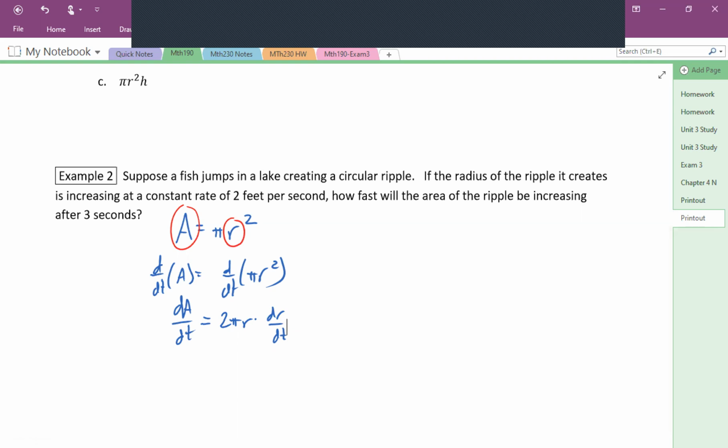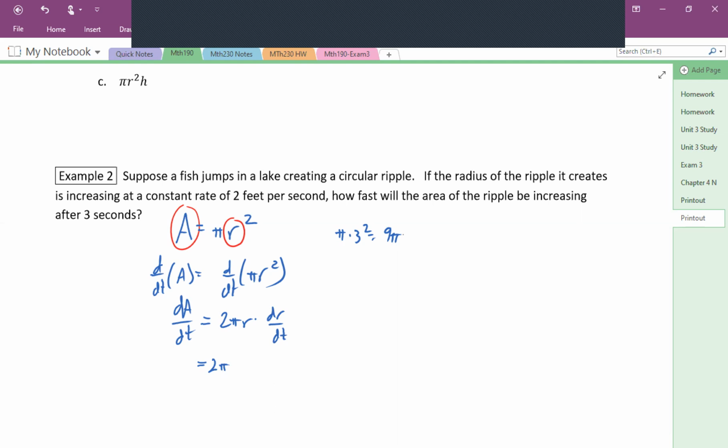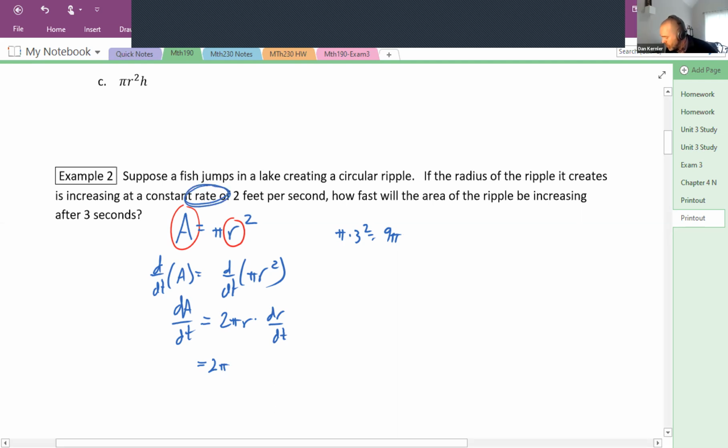We can plug in for dr/dt and what r is at that point. Correct. So r is not always 3. We don't want to put 3 in for r initially. If we put 3 in for r initially, all we're getting is the area at that moment in time. But r is not always 3. r is changing. So now if I wanted to find the... equal 2 feet per second? No. So that's the rate of change of r.